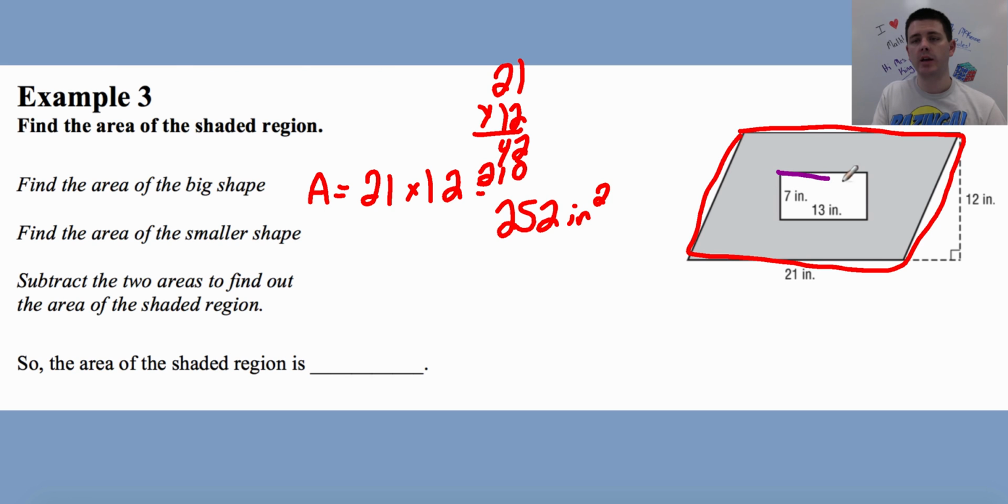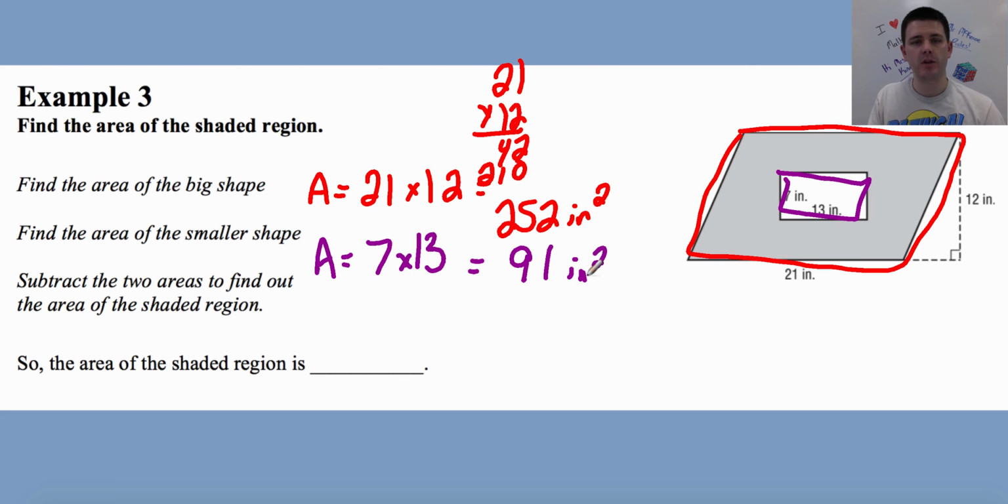Now we work on the rectangle on the inside. This is the piece that's missing. So if the whole thing was there, it would have been 252, but I got to subtract this away. So my area is 7 times 13, base times height. 7 times 13 is 91 inches squared. And you could do a little multiplication problem off to the side if you needed to. But 7 times 10 is 70. 7 times 3 is 21. 70 and 21 is 91.